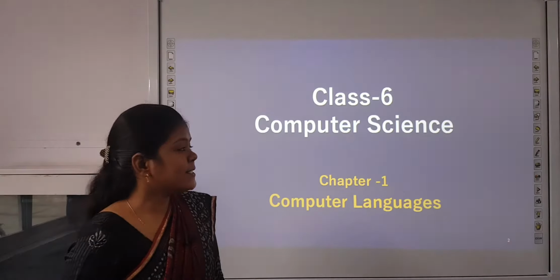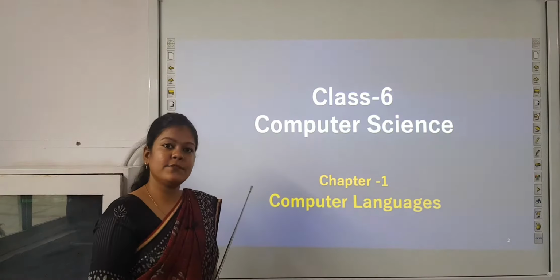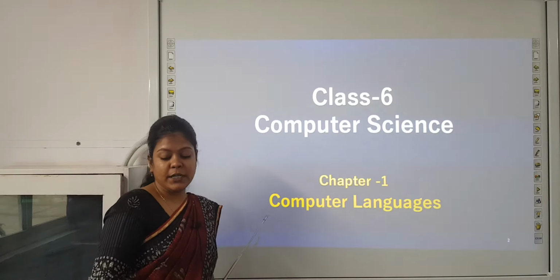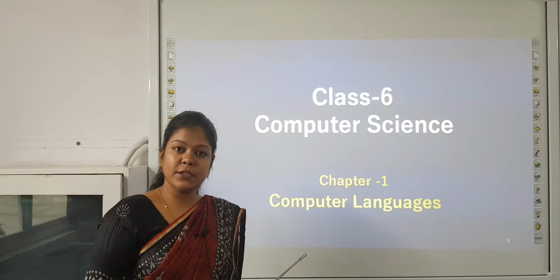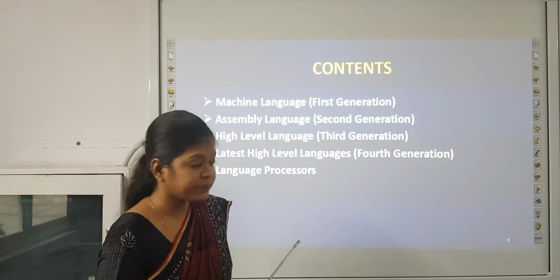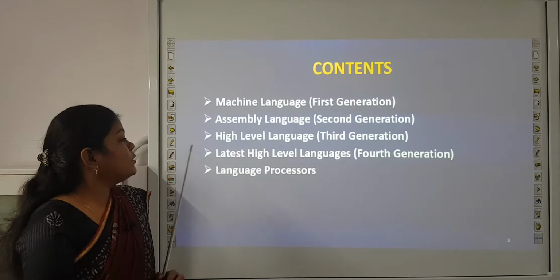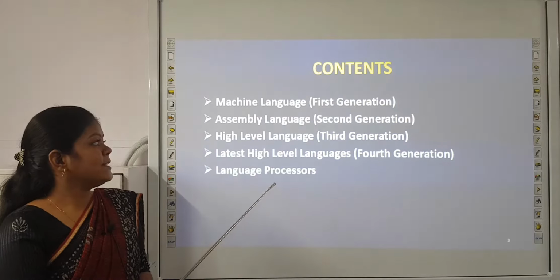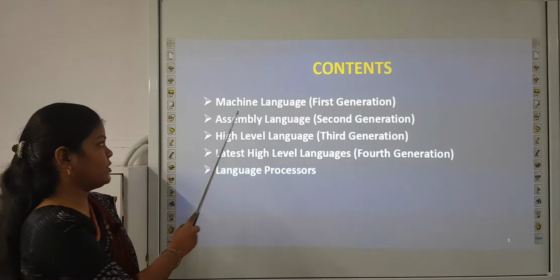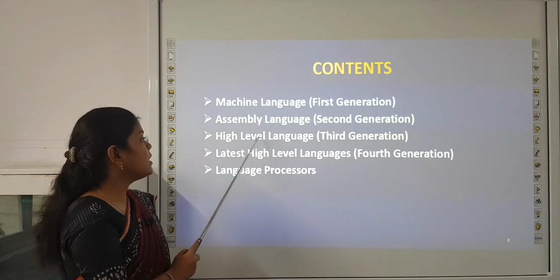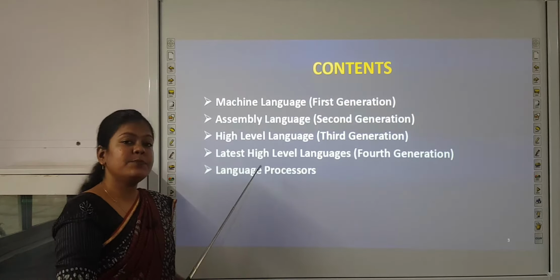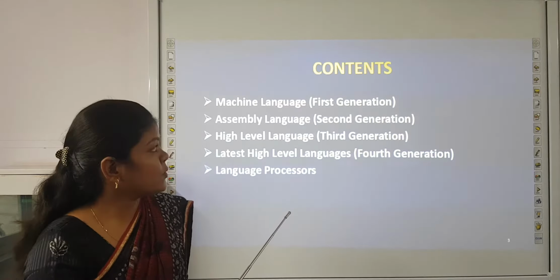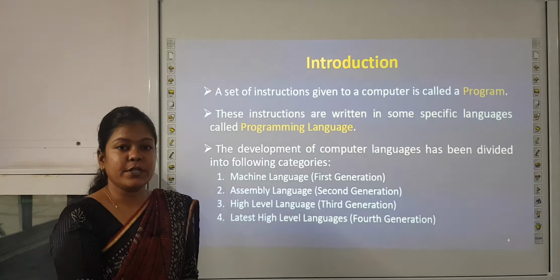Today we are discussing class 6 Computer Science chapter 1, Computer Languages. All of you have to open page number 7 in your computer books. Today we are going to discuss these topics in this chapter: machine language, assembly language, high level language, latest high level languages and language processors. So let's start with the introduction.